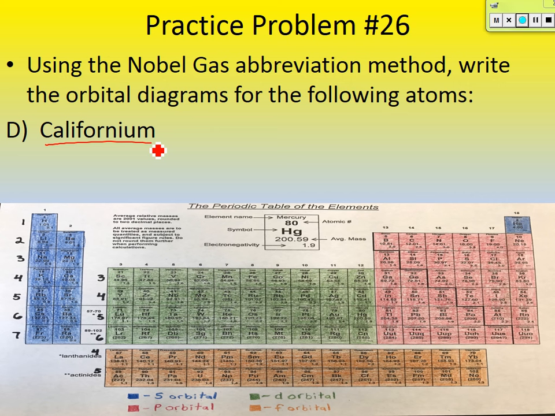Californium. What is the atomic number of californium? 98. So it's sitting down at the very bottom. Let's see. Where is it? Right here. Okay, there's californium. Its number is 98. So what's the preceding noble gas, guys? Rn. So we're going to put Rn in brackets. And then let's write it from there.